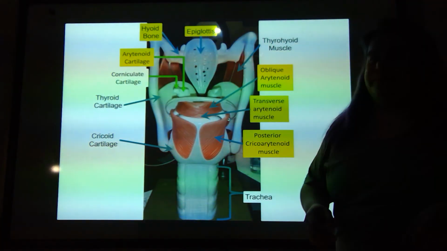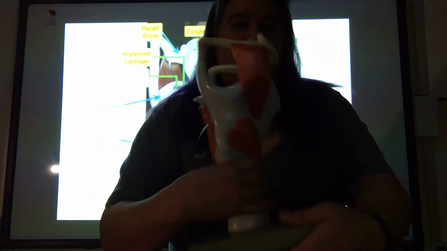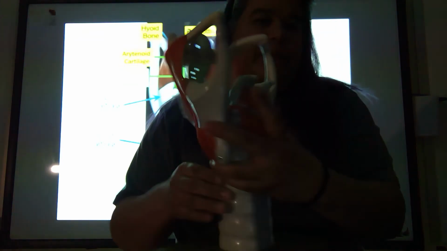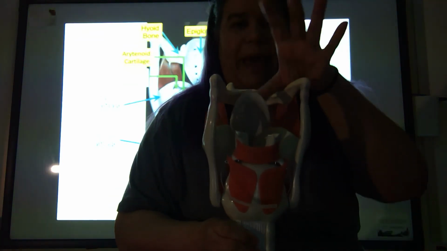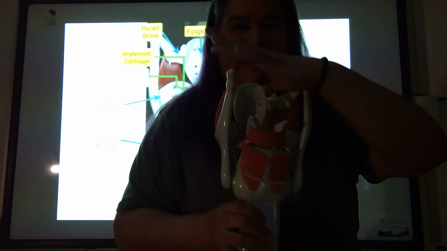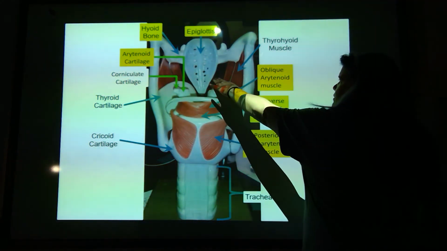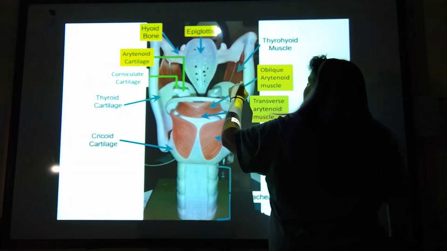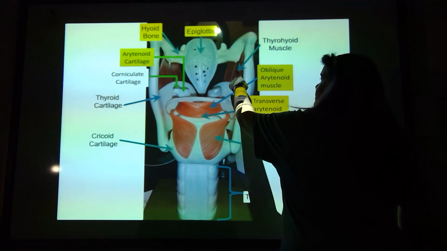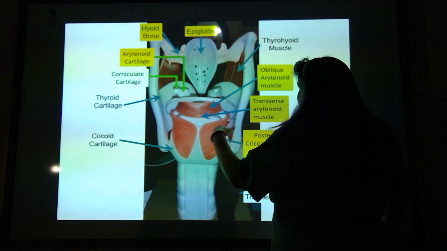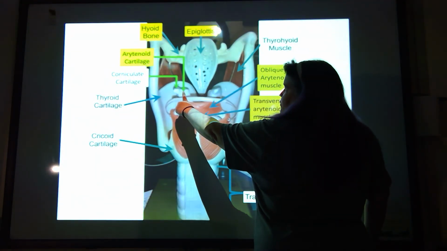So again with this model, okay? You looked at it this way from the front. There's that epiglottis. Now we're going to look at it this way from the back. Again, this is that folding over epiglottis. Okay? So you've got the epiglottis, the hyoid bone, the thyrohyoid muscle, which is the muscle that's connecting the thyroid cartilage to the hyoid bone. There's the arytenoid cartilage.